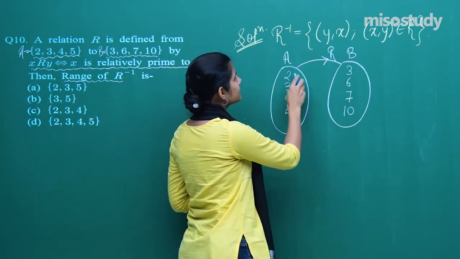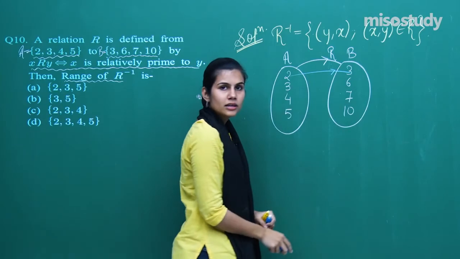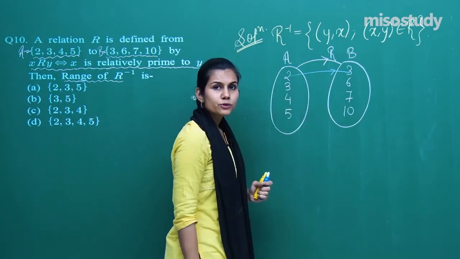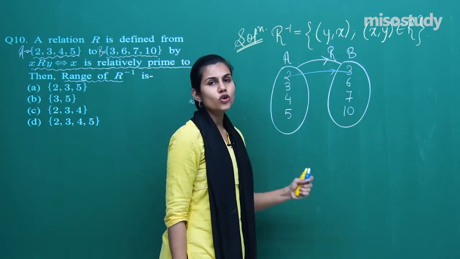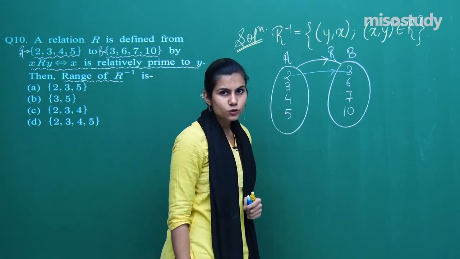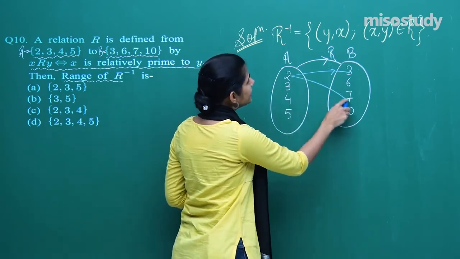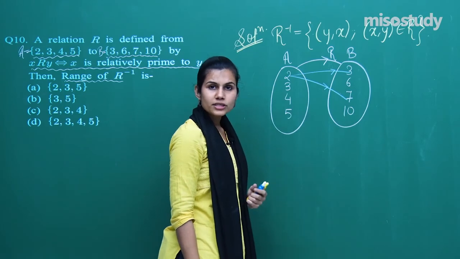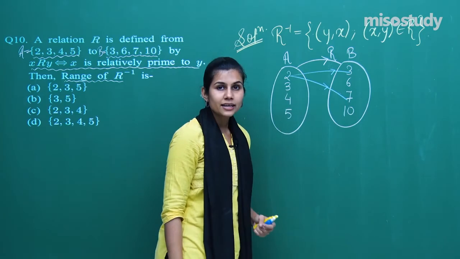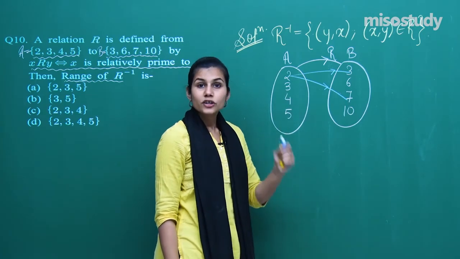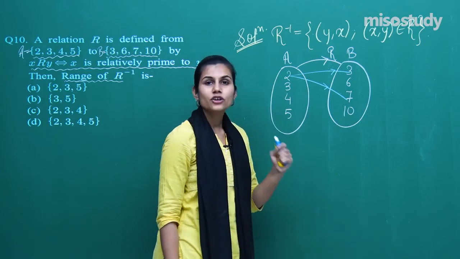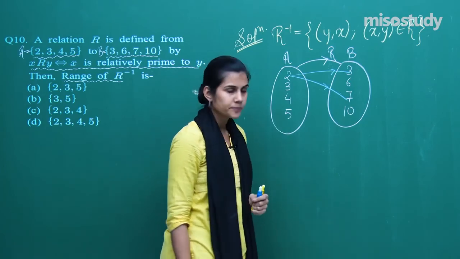That means the only common factor which both these members possess is just 1. Now 2 is relatively prime to 3 because only 1 is the common factor. 2 is not relatively prime to 6 because 2 is one more common factor apart from 1 between 2 and 6, and therefore 2 is not related to 6. 2 is definitely relatively prime to 7, again because they only have one common factor which is 1, and 2 is not relatively prime to 10 because 2 and 10 have 2 as one more common factor apart from 1, and therefore 2 and 10 are not relatively prime to each other.